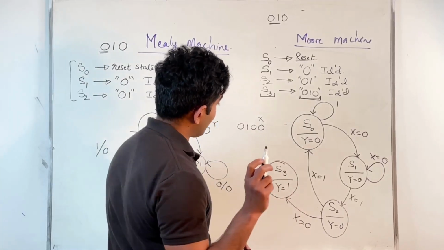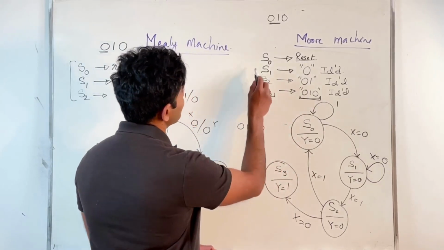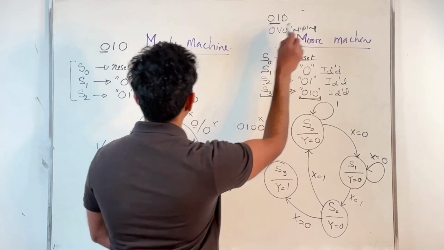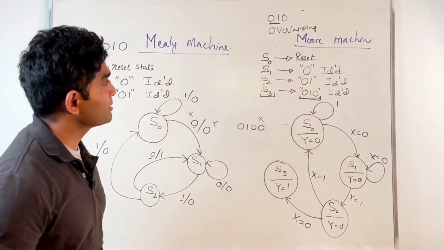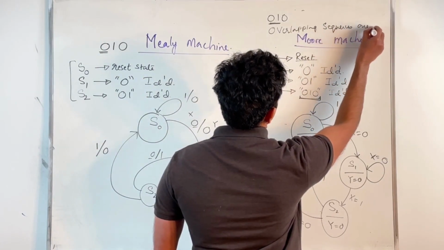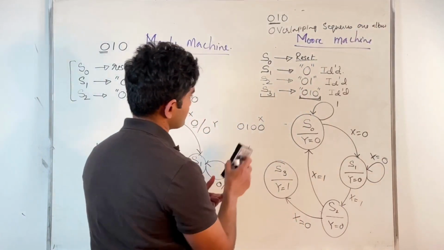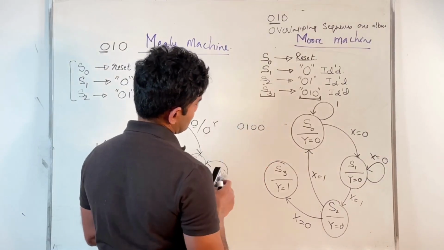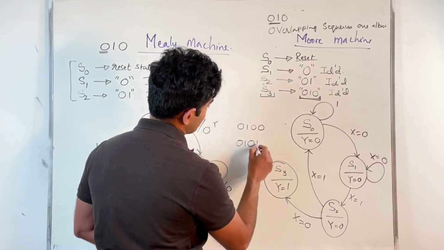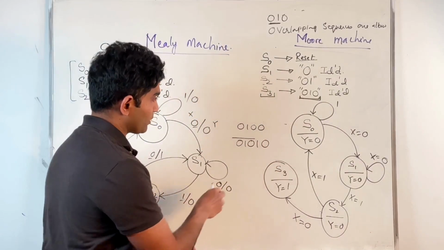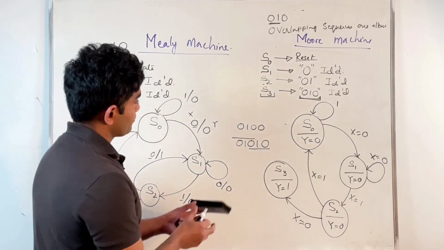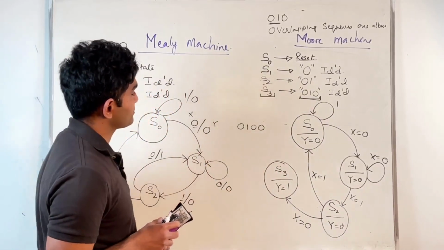Again, I need to emphasize that overlapping sequences are allowed in this case. Just to be consistent, let's say that overlapping sequences are allowed. What does that mean? That means if I have something like this, I count that as a sequence, and I count this as a sequence as well. So I just wanted to remind you guys of that aspect.